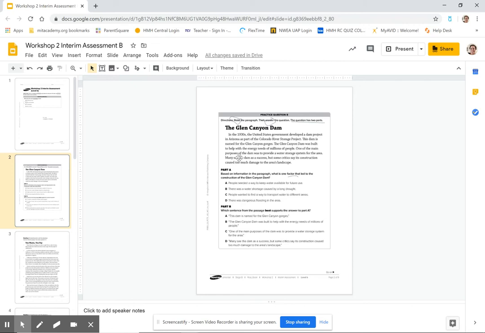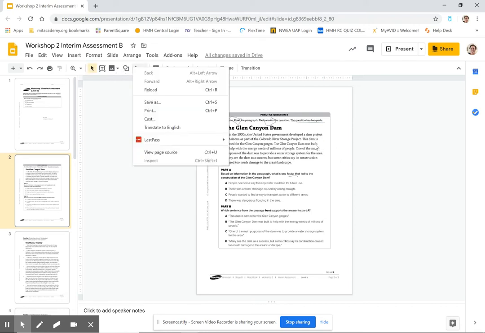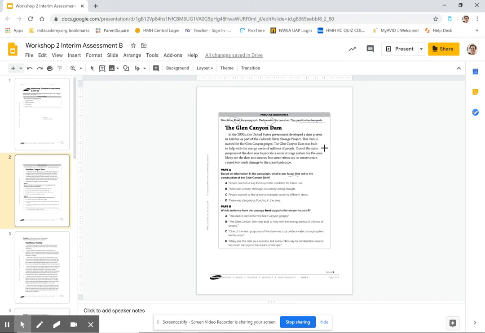One of the main purposes of the dam was to provide a water storage system for the area. That's a second factor. So if I take my scribbles here, I see that this is actually giving me two factors. Factor one was to help with the energy needs of people. And factor two is to provide a water storage system. Let's see if that second factor is in the answer.